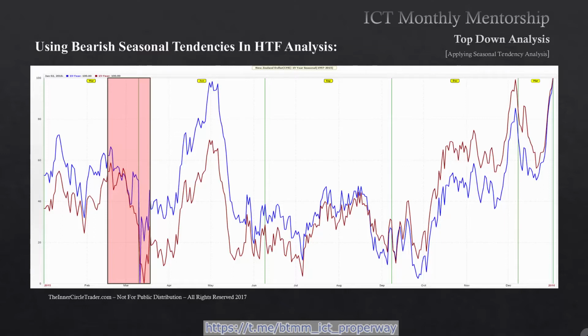That means the 19-year seasonal tendency and the 15-year seasonal tendency. And again, I'm going to remind you that it's taking 19 years worth of price action, year after year: what did these months deliver in terms of price? And you can see here the mid-February to mid-March time period, both the red and the blue lines. And again, I'll remind you here that the 19-year is the blue and the 15-year is the red.